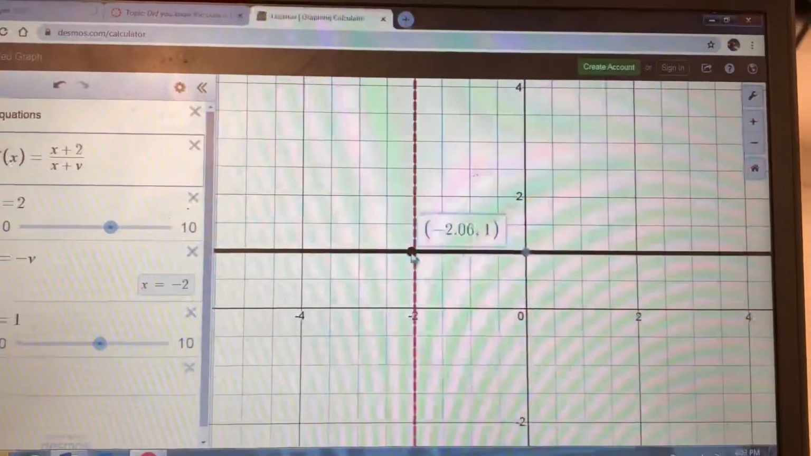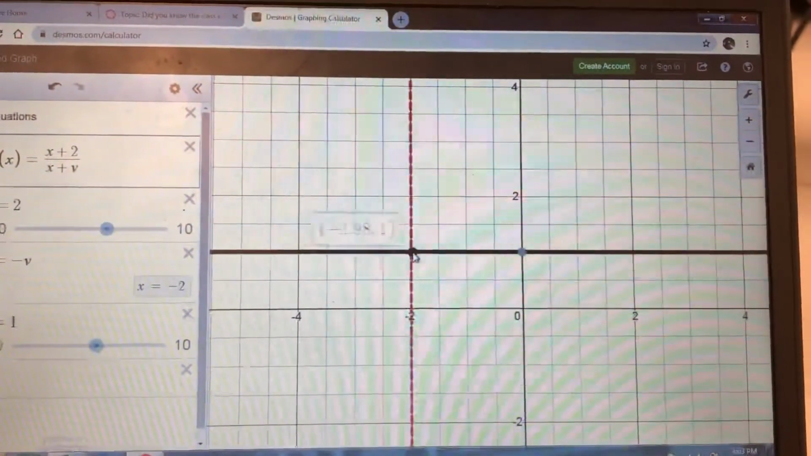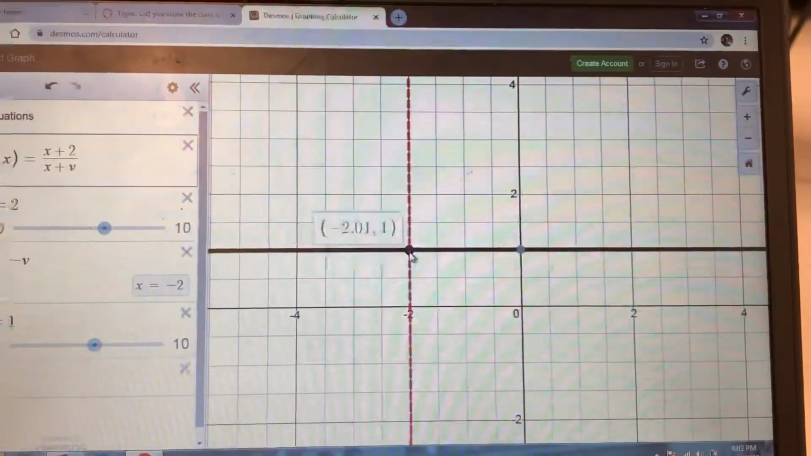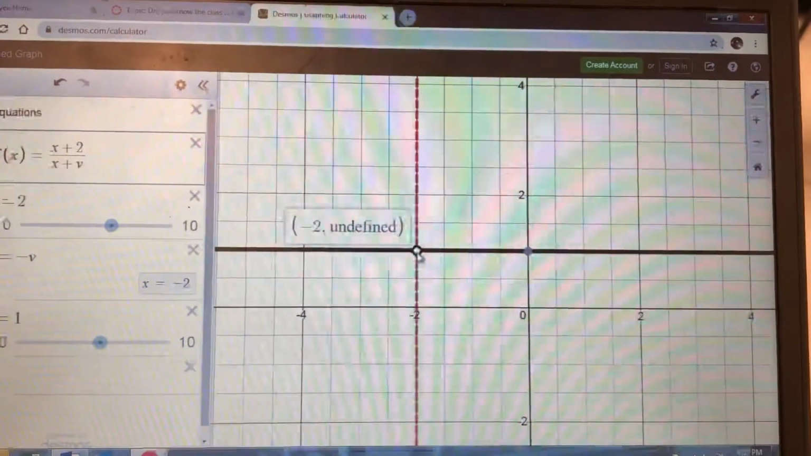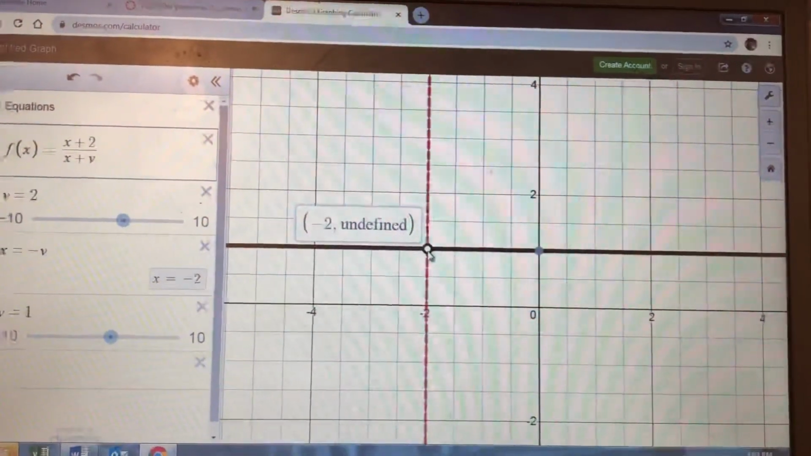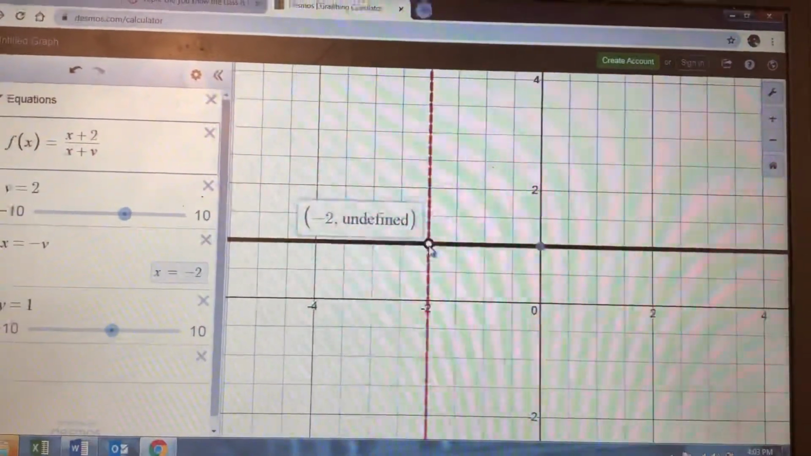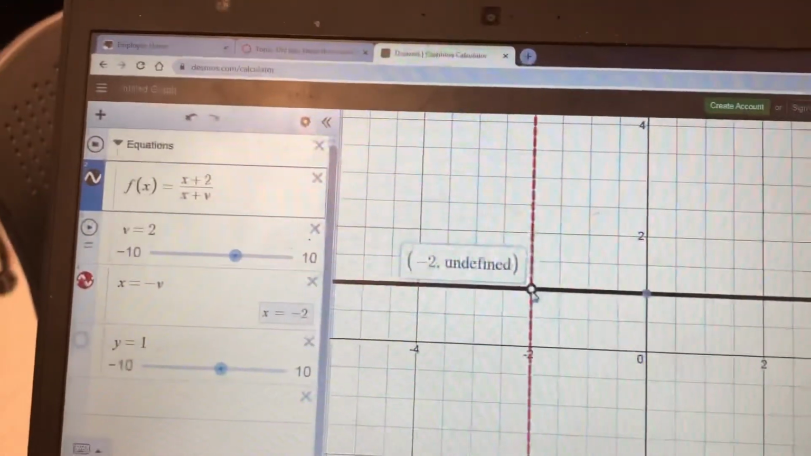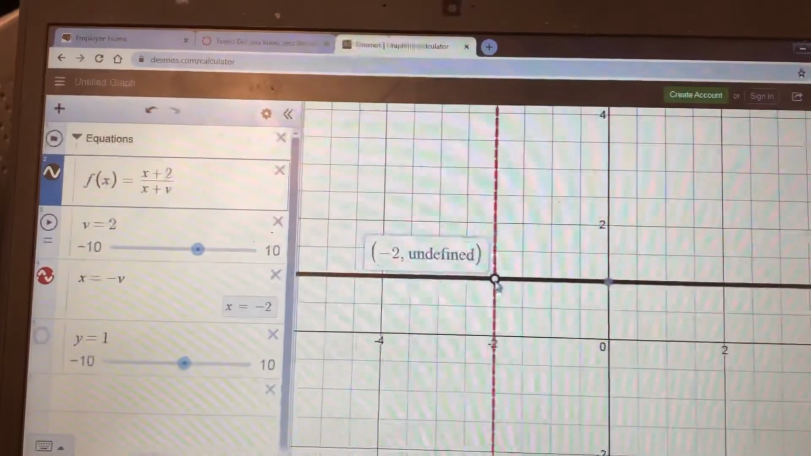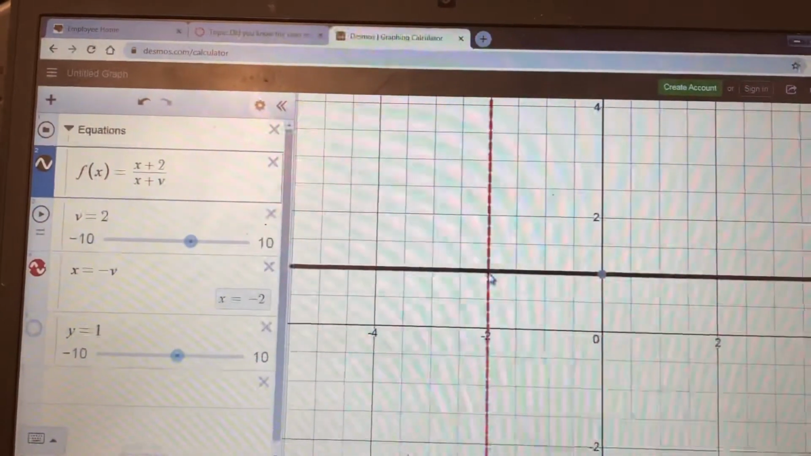So keep going. Don't cross it. Don't cross it. Oh, you crossed it. Go back. Whoa, what? Did you see it? Did you see it? Whoa. What's going on there? Why would -2 make this undefined? Where'd the asymptote go? Why is there a hole in the graph? What's going on here? Wait, what's the value of v?